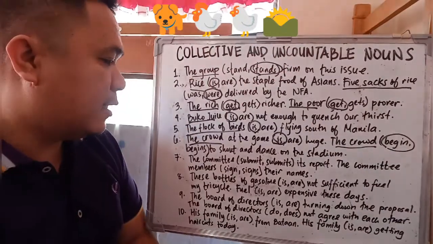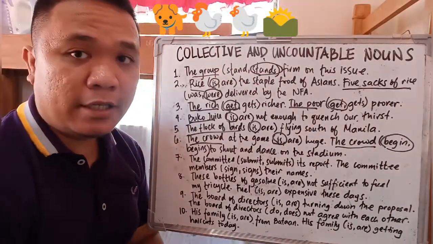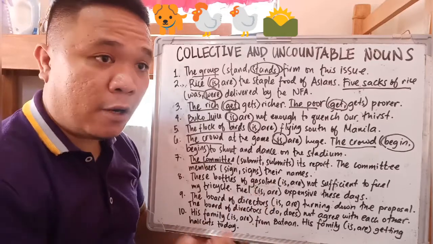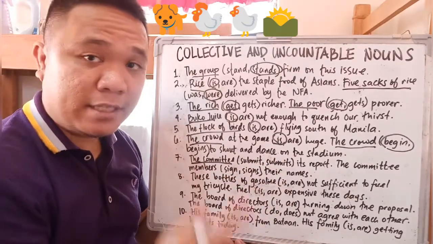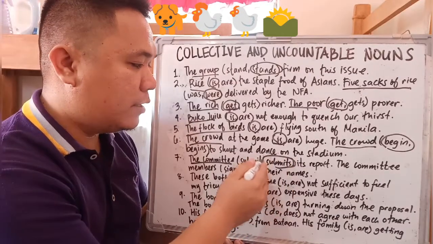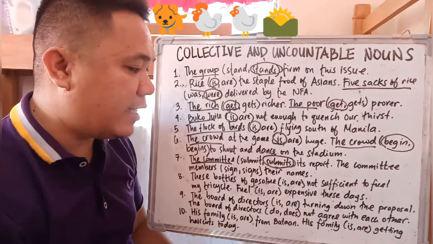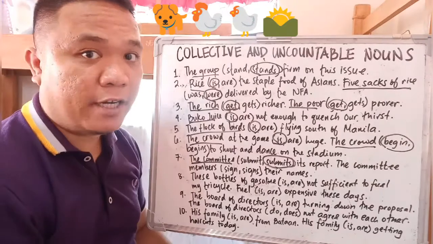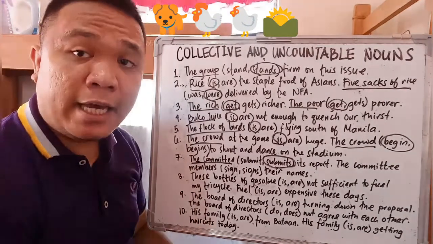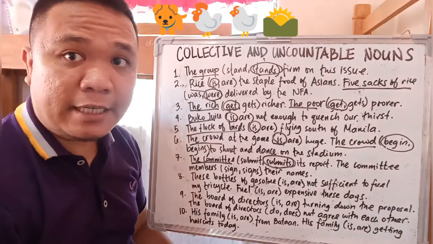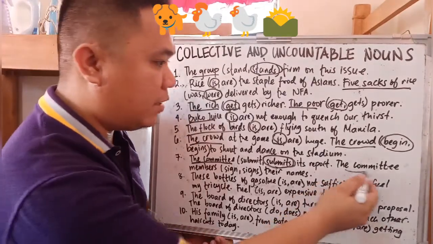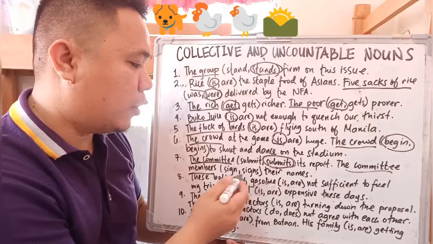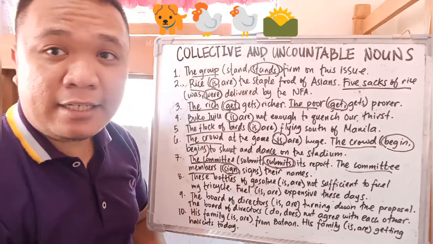Okay. Next, the committee submits its report, so they are working together. Okay, so the committee here is our subject, and they work together, so that becomes singular. So submits. The committee members sign their names. So here they have different signatures. They work differently by signing their names. And so once it is signed differently, the subject, the committee members, is plural, and it requires a plural verb. So plural verb, it does not end in S.